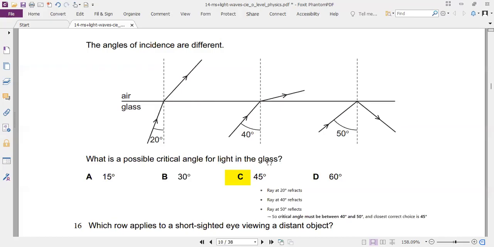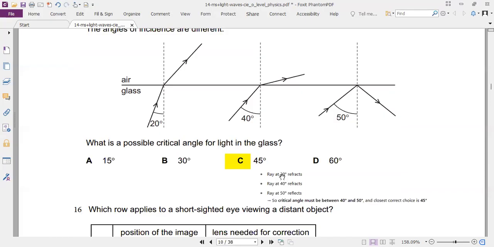Why will the angle be 45? Well, we look at it carefully. Possible critical angle, because this is a tricky question. If you consider this is refracting, this is refracting, this is totally internally reflecting, it does not mean that this is the critical angle. Critical angle is smaller than 50. Remember this thing, critical angle is smaller than 50.